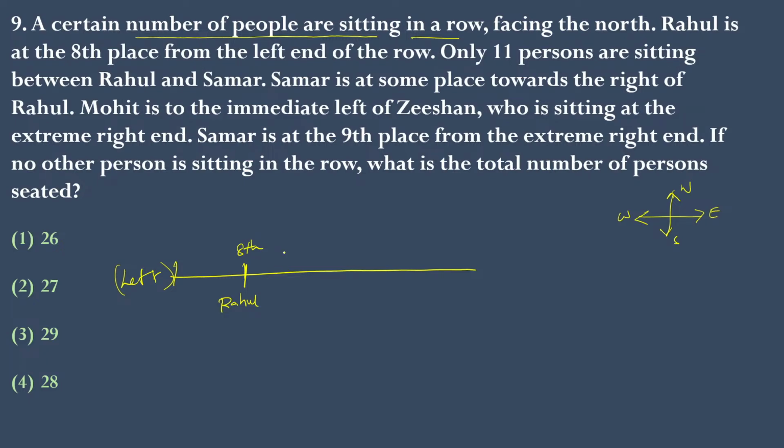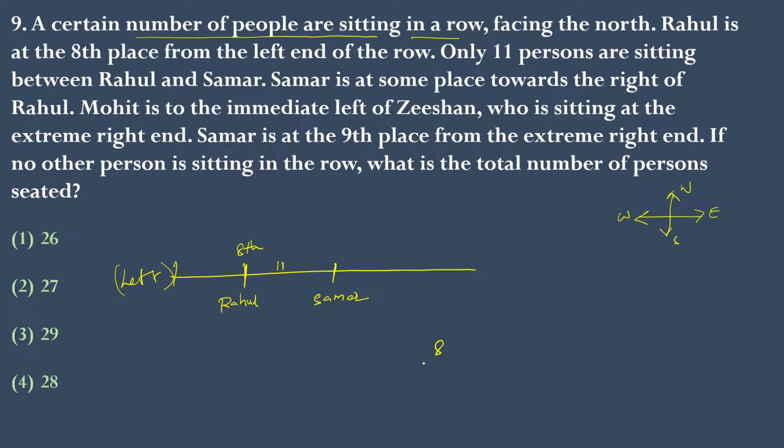Only 11 persons are sitting between Rahul and Samar. So between Rahul and Samar, 11 persons are there. So we can find the Samar value from the left end. Why? Because 8 plus 12. Between Samar and Rahul there are 11 people, and Samar's value is plus 1.